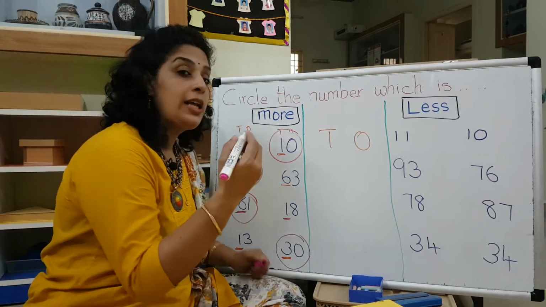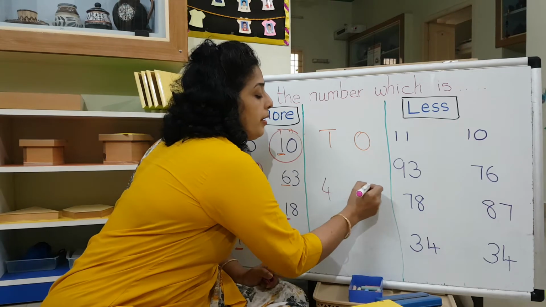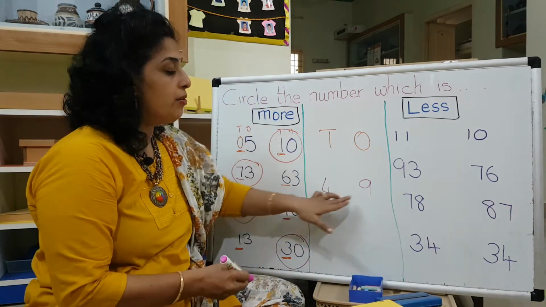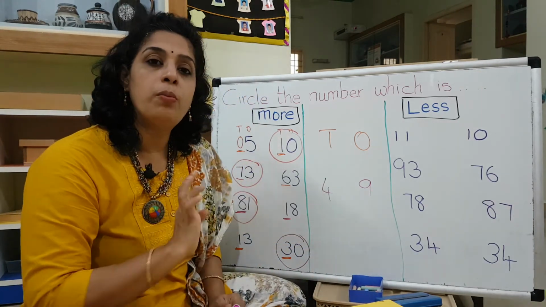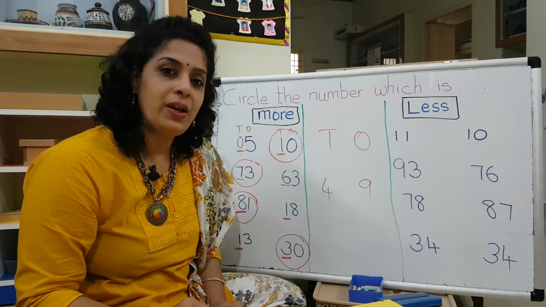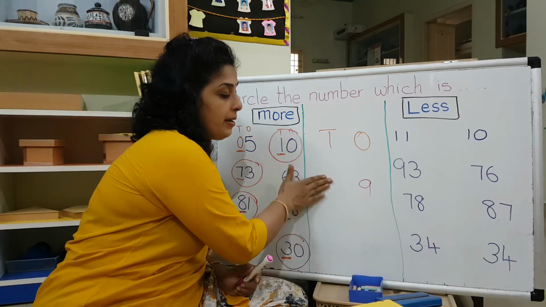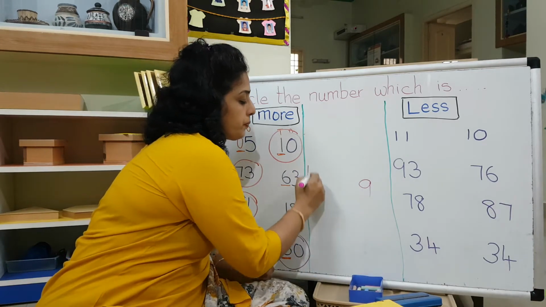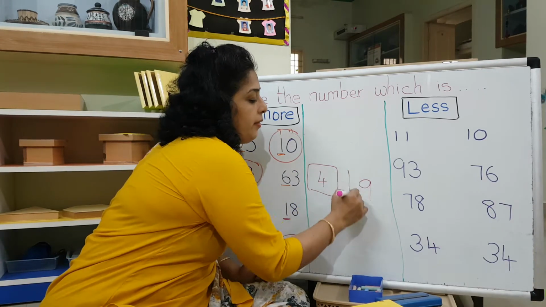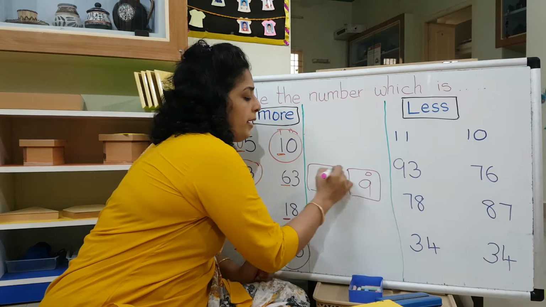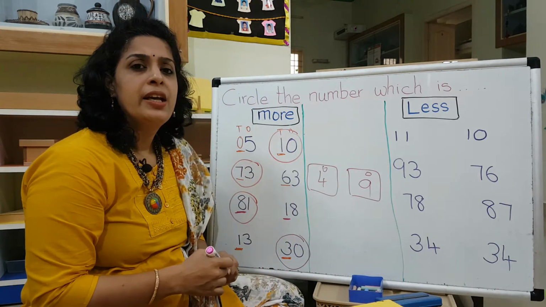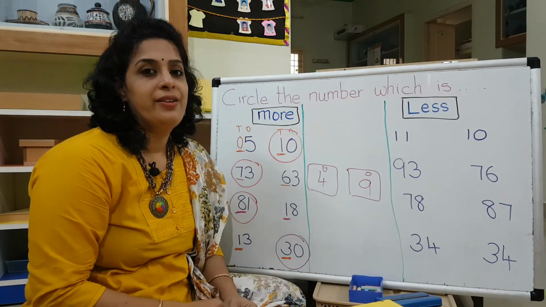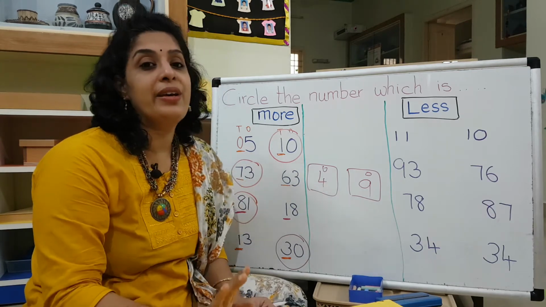Like if I tell you, tell me which is more, 4 or 9, immediately you will say 9 because you are very sure about the ones place. Because this is in the ones place. 4 and 9, two numbers I am giving you. In the ones place you can easily say that. Ones place is a small quantity. So with small quantities you can easily say.